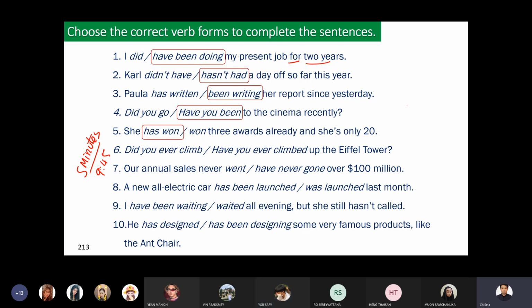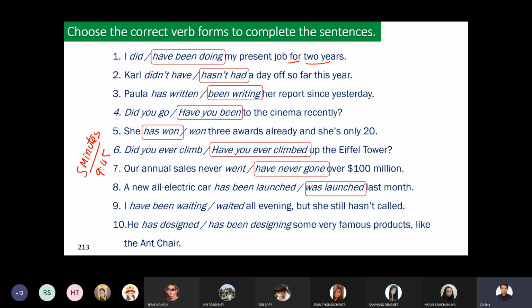Okay, number 6, Chandrika. Have you ever climbed up the Eiffel Tower? Number 7, Suchita. Our annual sales have never gone over 100 million dollars. Okay, thank you. Number 8: A new all-electric car was launched last month. Was launched last month. You are right, past simple.